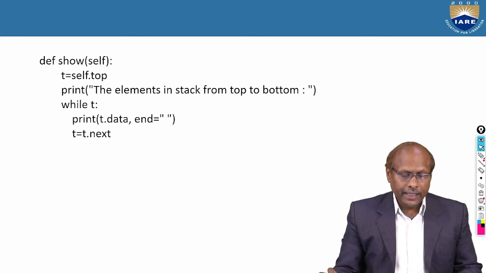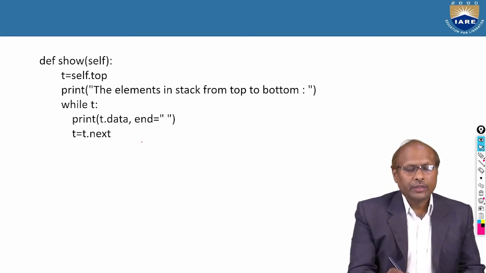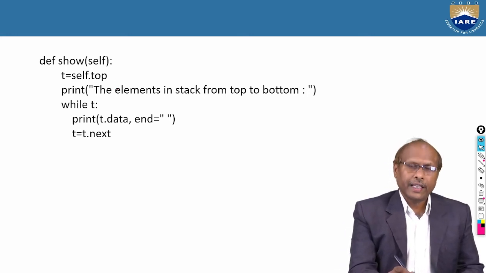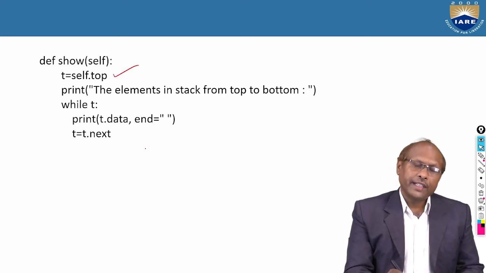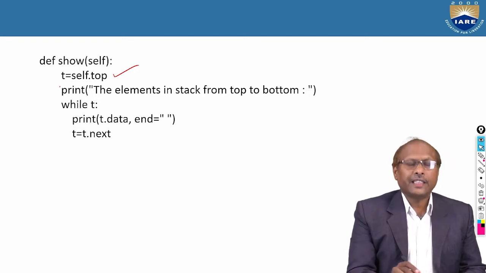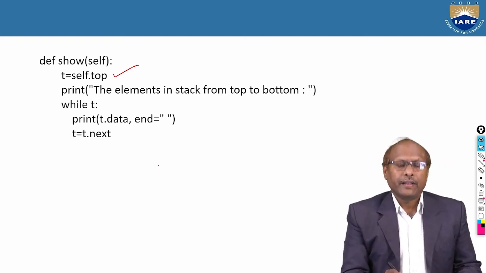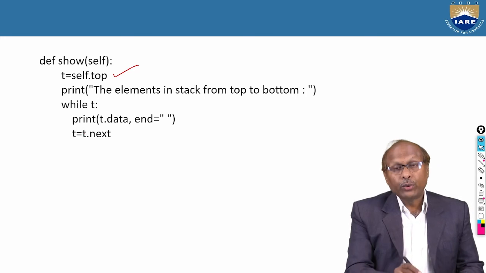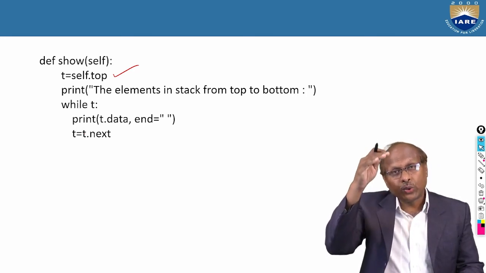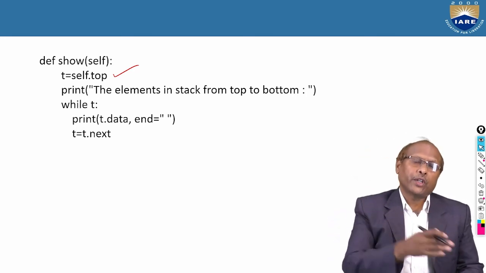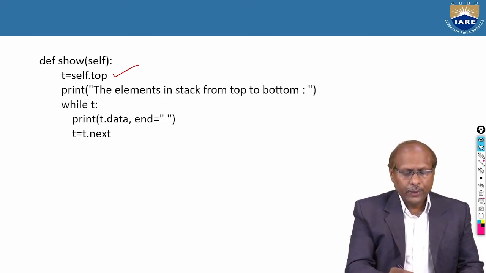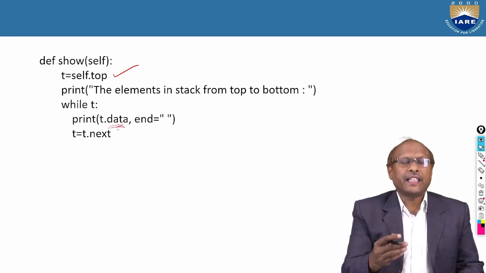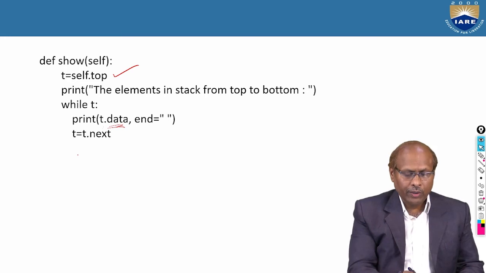Similarly, you can write another method called show. So when I say show, it has to display the elements of the stack. Already top is there. Top is the top of the element. Initially I stored it in the temporary variable t. So t equal to self dot top. And the data of the stack you have to display in top to bottom order. So put a loop because multiple elements are there. So repeat a loop: while t, print the data part, t dot data. After printing the data, the top should come down. So t equal to t dot next.